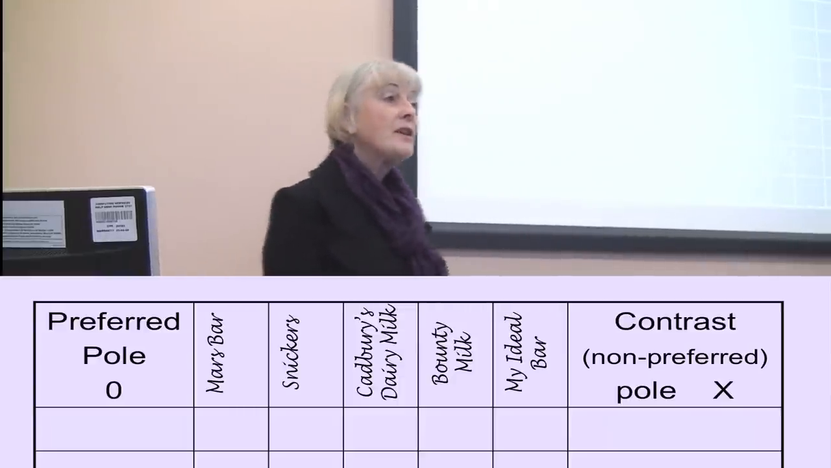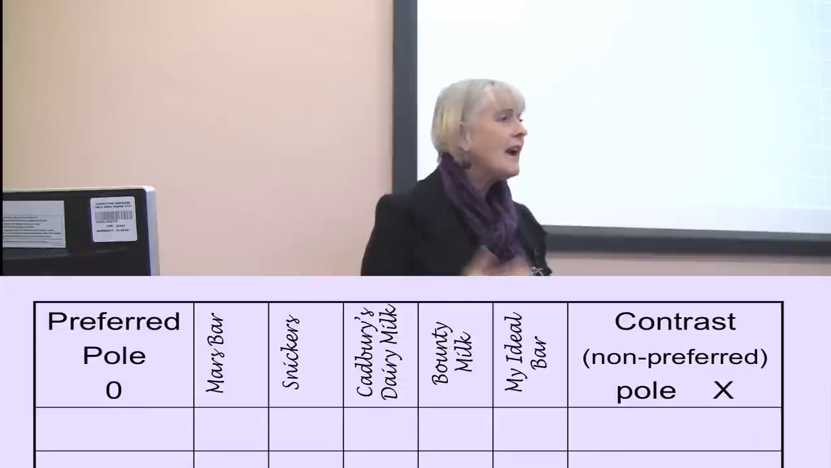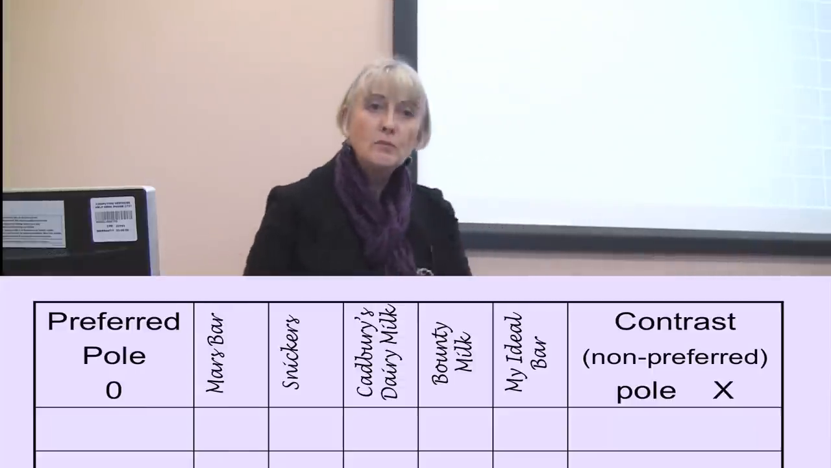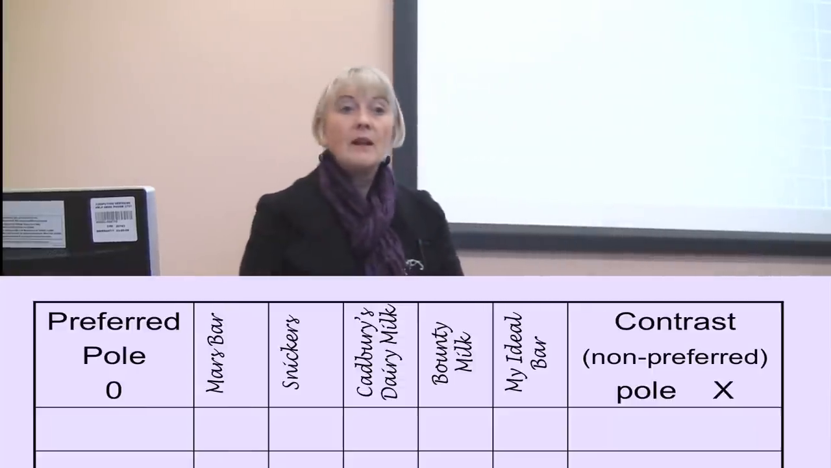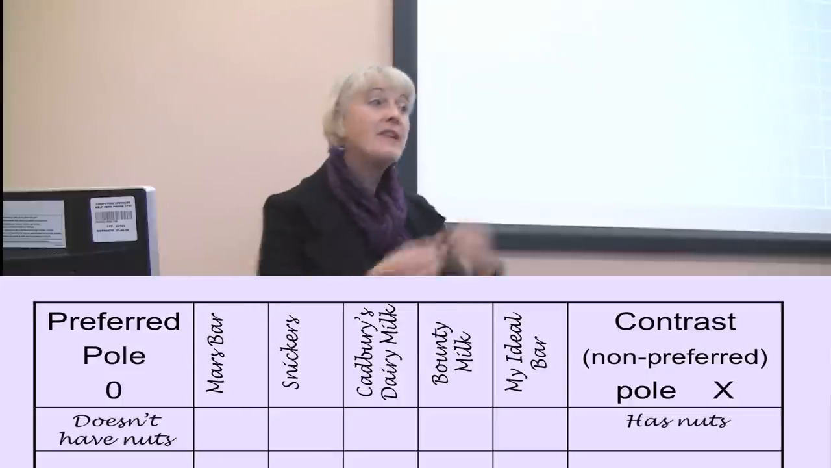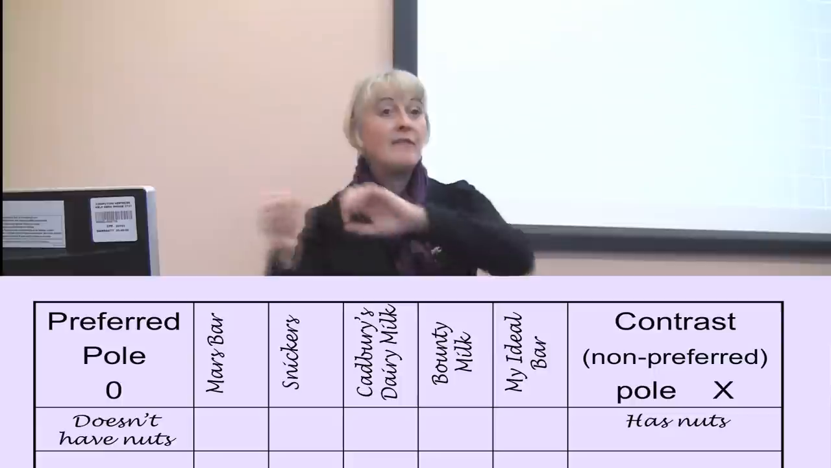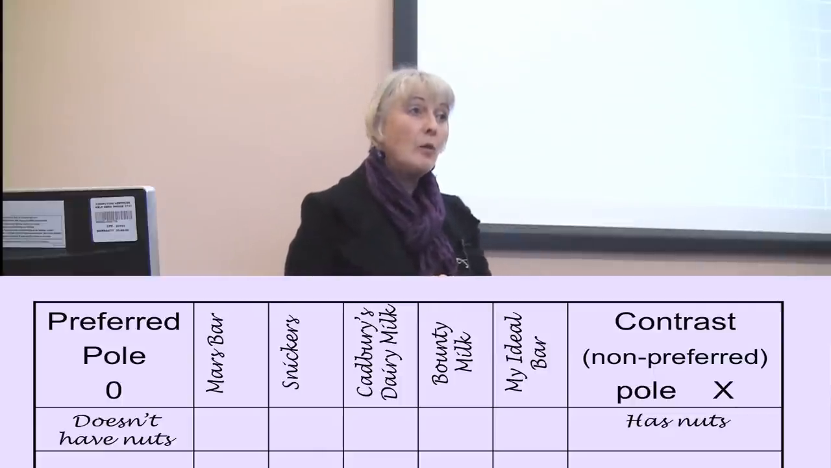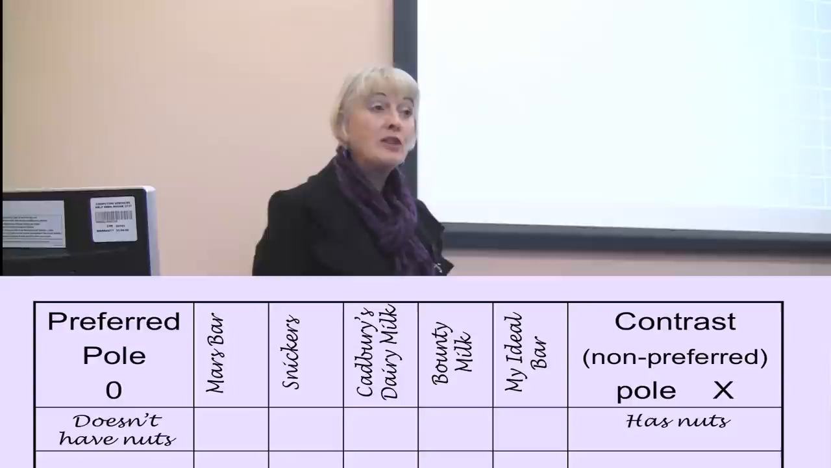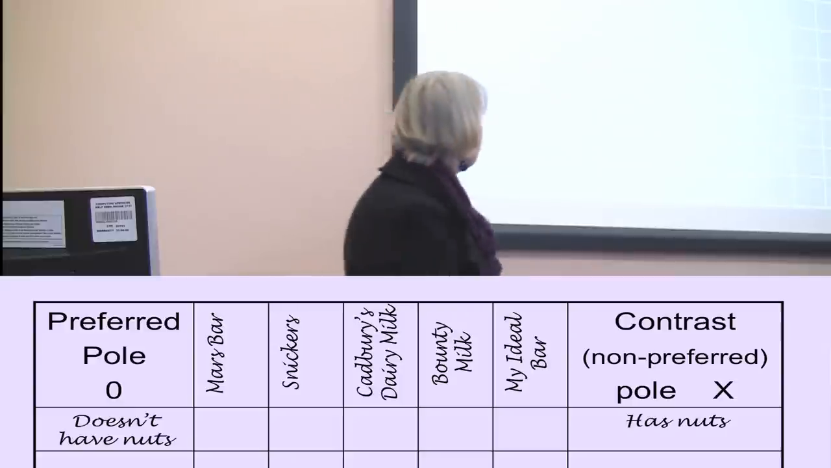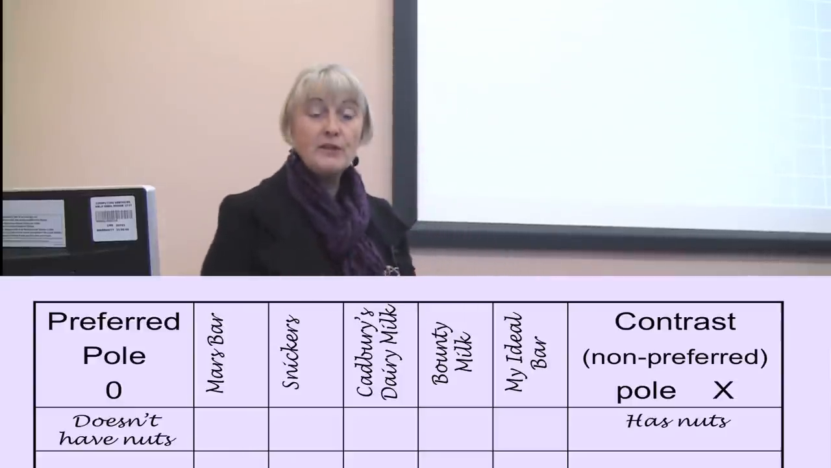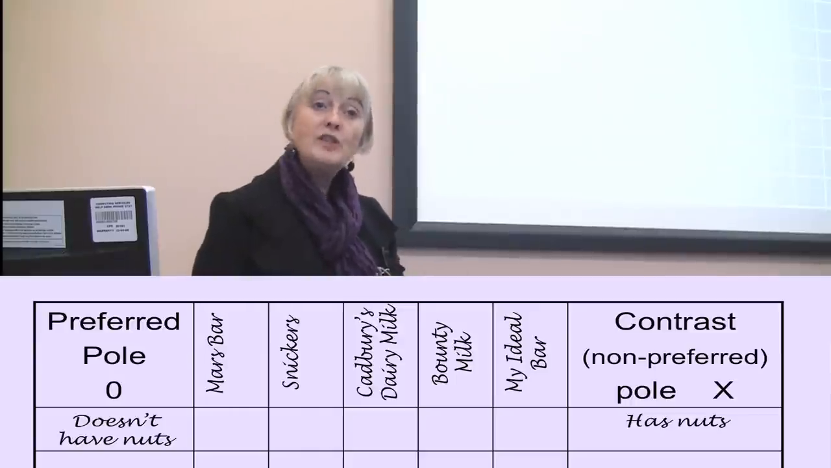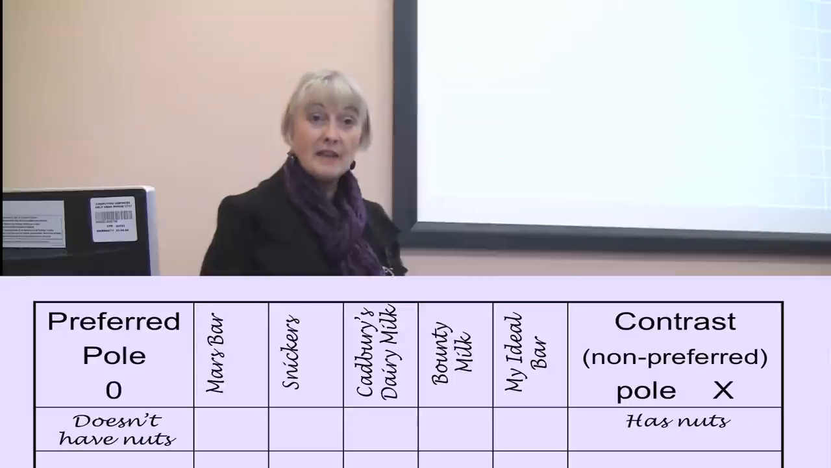Okay. One has nuts. So the next question to your partner is, okay, as opposed to the other one, which, what? Doesn't have nuts. Okay, so in your case, has nuts versus doesn't have nuts is a construct. It's one dimension that you might use in thinking about chocolate bars. And in this instance, the person who's questioning you would need to ask, well, which do you prefer then? Do you prefer a chocolate bar that has nuts or one that doesn't have nuts? And what would you say to that?